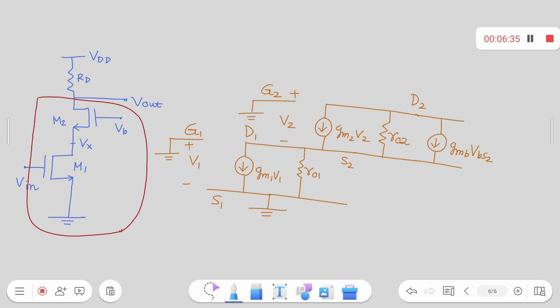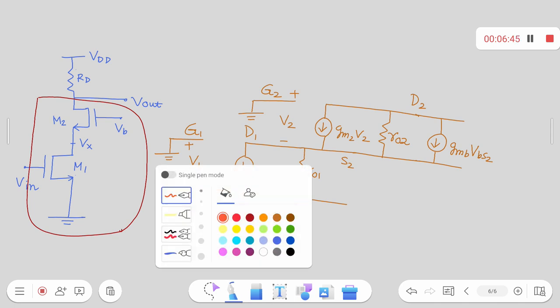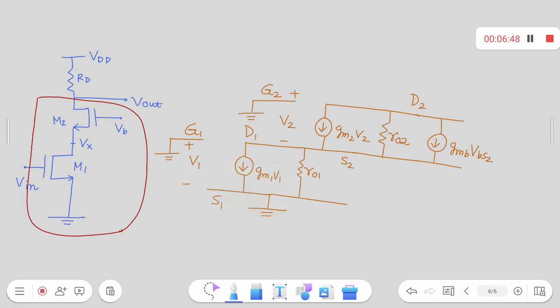And then you identify what is my terminal. The terminal is D2. Between D2 and ground, you apply some external voltage. You apply some external voltage between these two terminals, Vx, and suppose the current being drawn is Ix. So the ratio of Vx to Ix will give you output resistance.